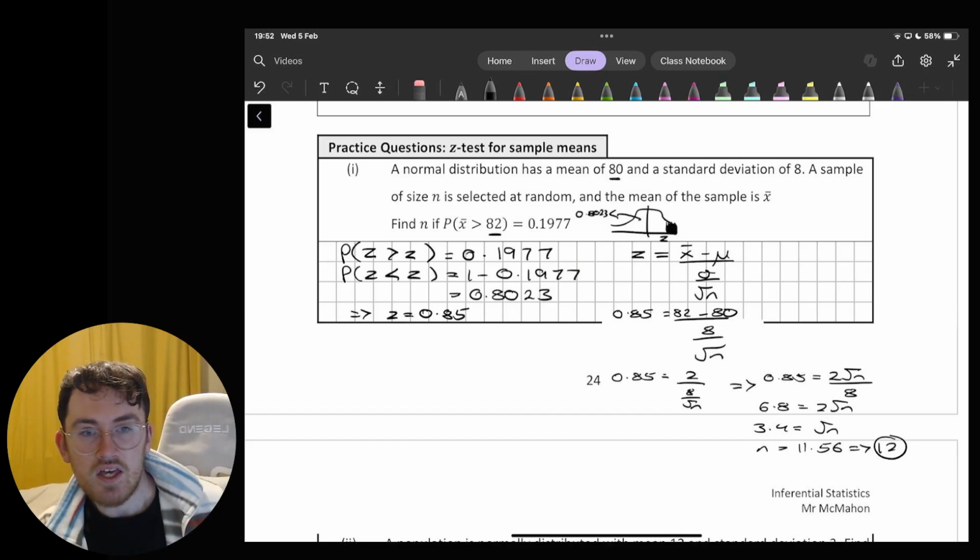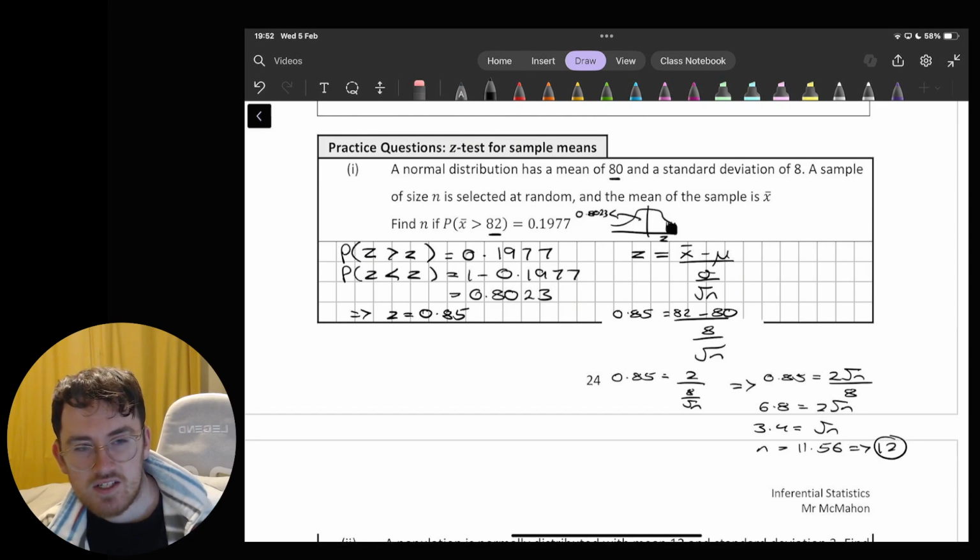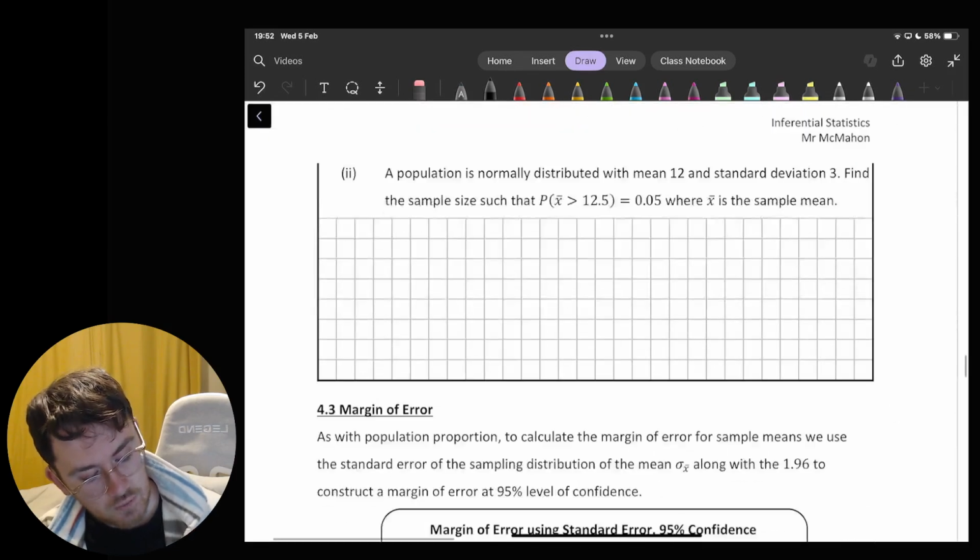Okay, so if the probability that the mean of the sample is bigger than 82, I would need a sample of at least 12 there. Okay, we'll look at one more example.